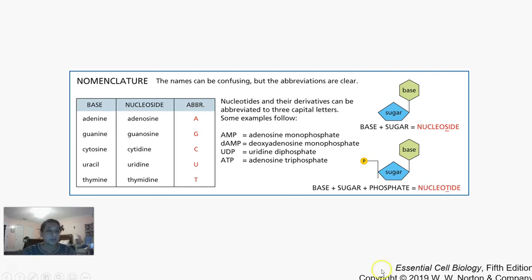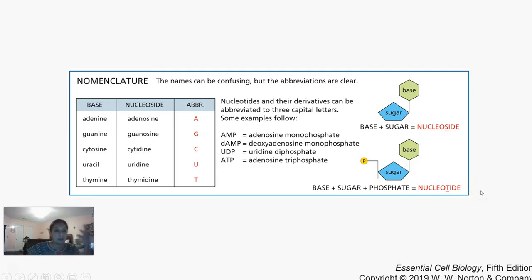The nomenclature for these is important. The basic base is just known by the simple name of the base itself: adenine, guanine, cytosine, uracil, and thymine. When they are attached to the sugar, they become a nucleoside. So base plus sugar is a nucleoside, and they will be adenosine, guanosine, cytidine, uridine, and thymidine. And when that base and sugar is also attached to a phosphate group, they become a nucleotide.